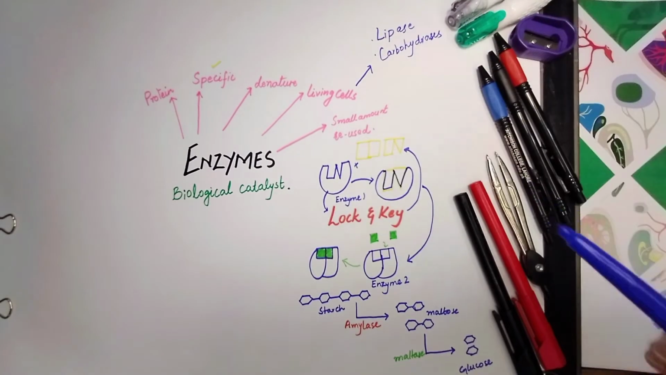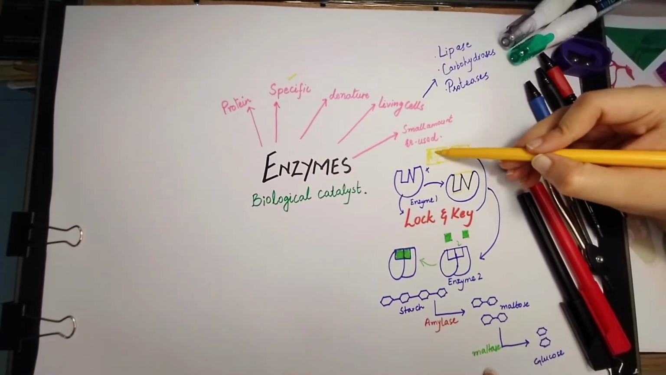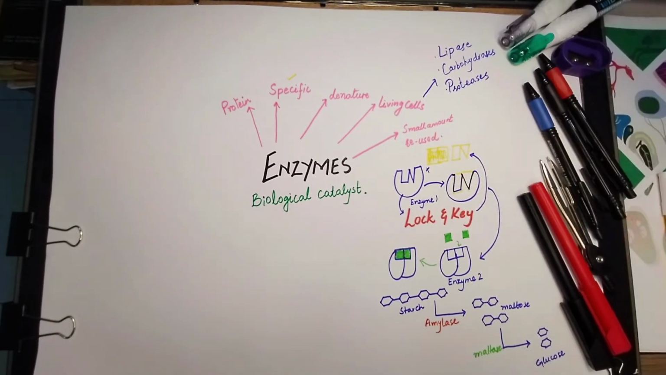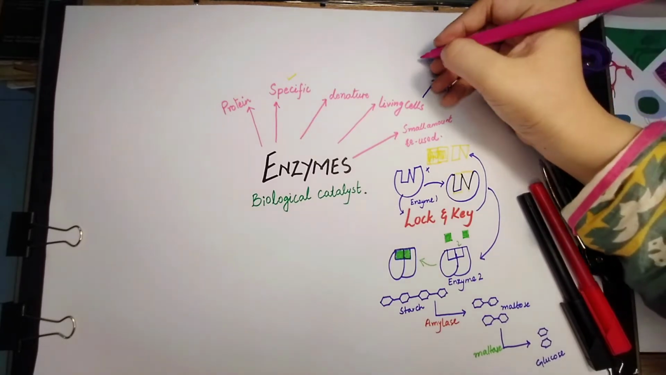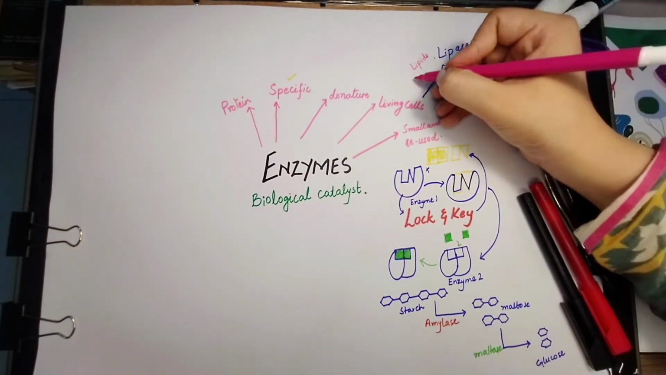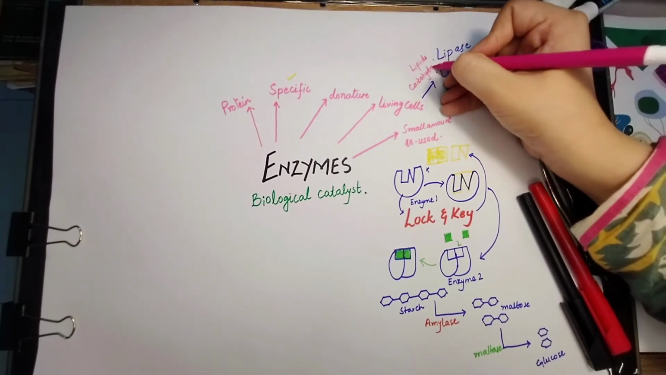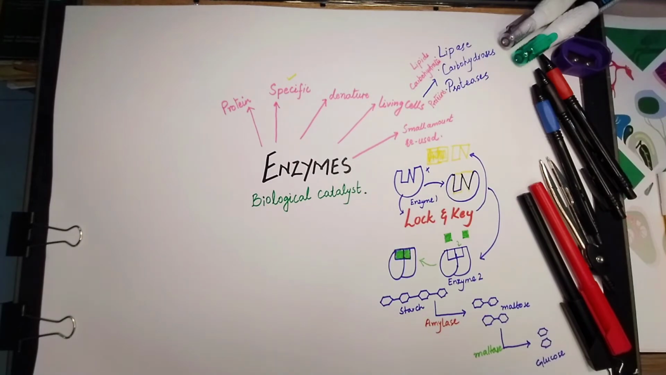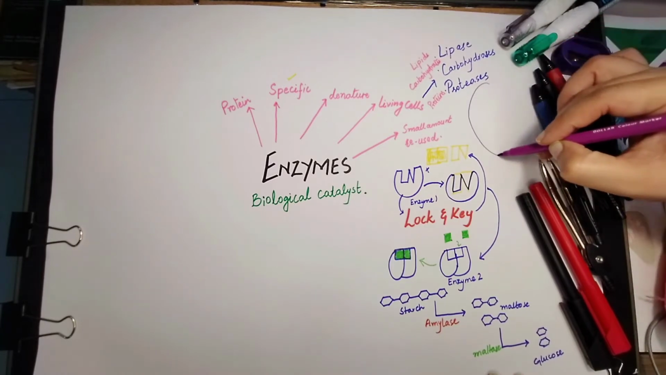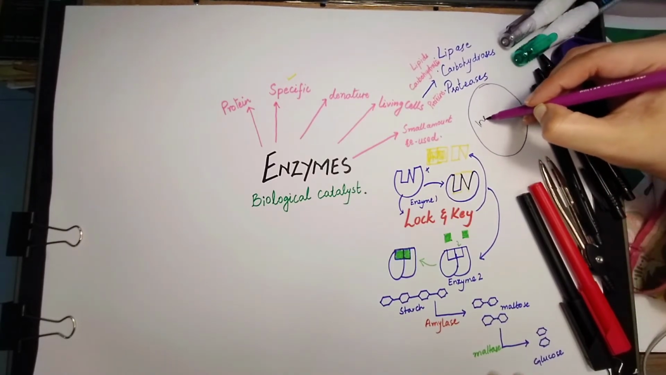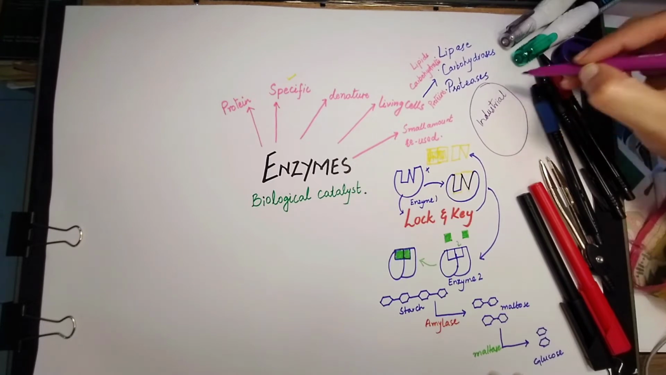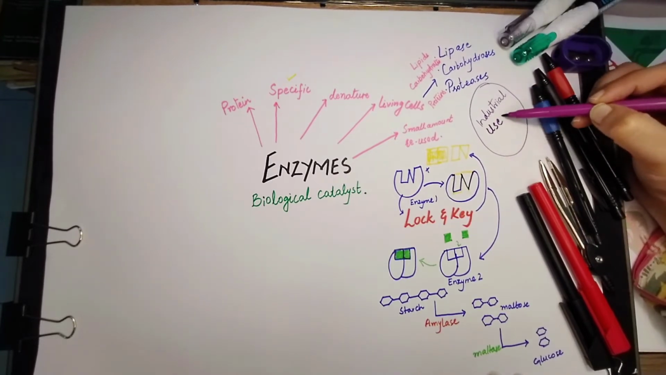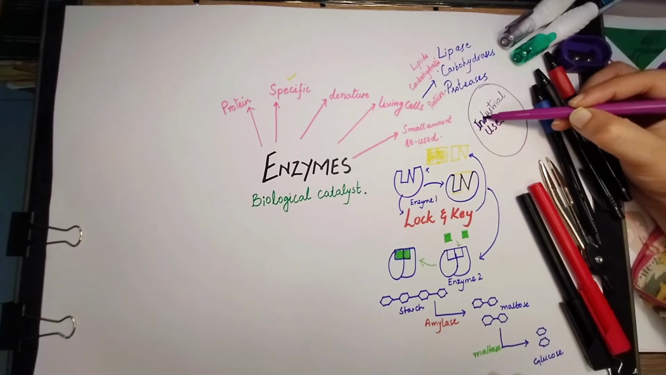In living cells, we can find lipases, carbohydrases, and proteases. These are all three types of enzymes that are found in our human body as well. They are used to break down proteins, fats, and carbohydrates. For lipids, there is lipase. For carbohydrates, there is carbohydrase, and for proteins, there are proteases. Now the concept is that if these enzymes can break down proteins, carbohydrates, and lipids in our body, they can also break down these substances when they're outside the body.